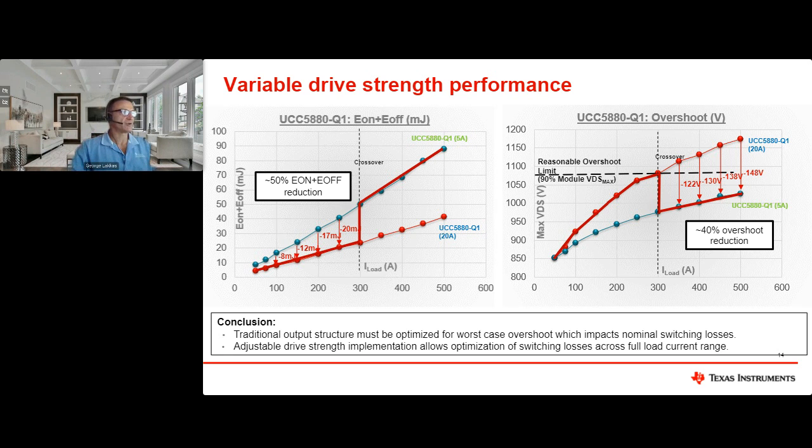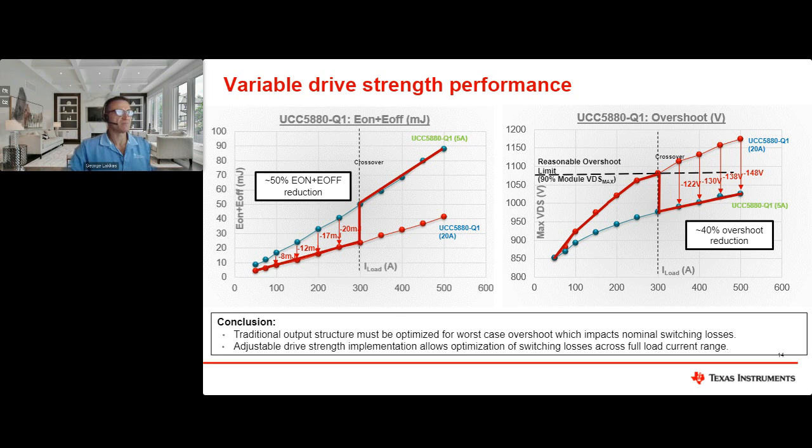Basically, as the load current increases up to 300 amps, you should be using a strong gate drive strength to be able to reduce the EON EOFF losses. You can see here the actual data, how much we're saving. It's roughly 50% energy loss reduction. But then as you're hitting that point here, you're basically switching over to the weak gate drive strength.